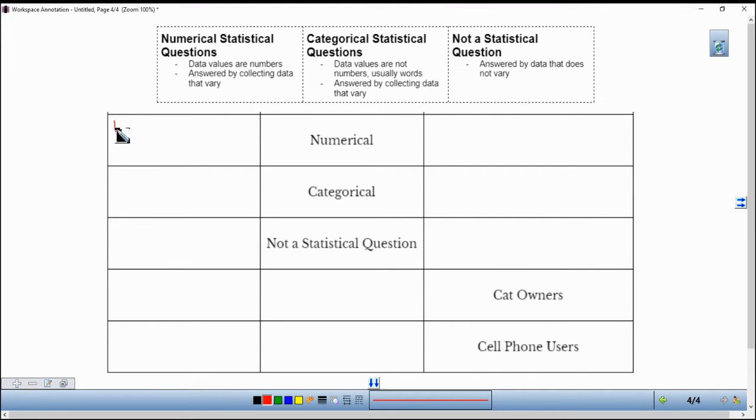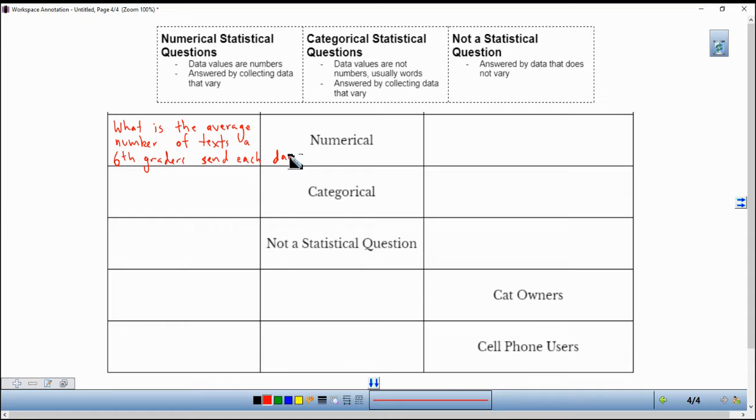So I might say like, what is the average number of texts a sixth grader sends each day.